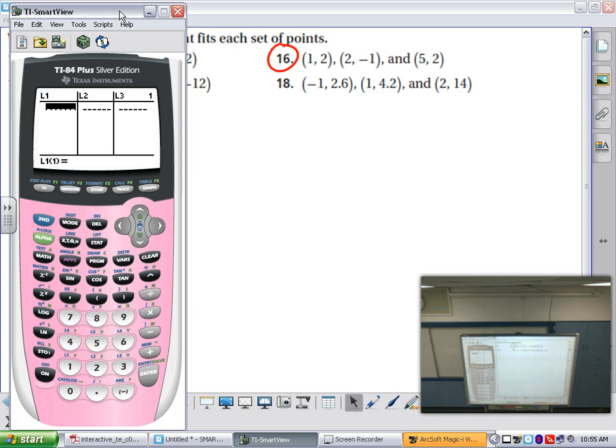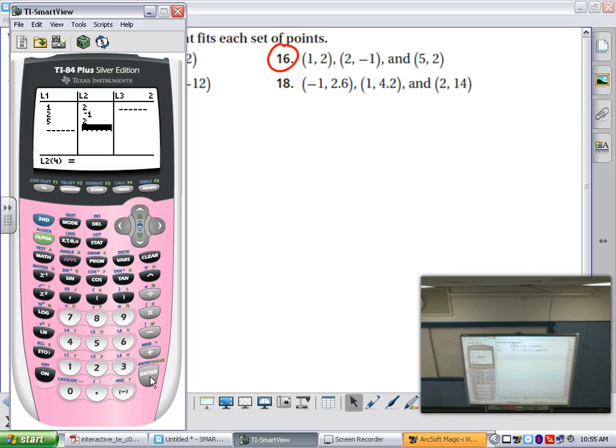Now, you have been given 3 points for number 16. X, X, X, Y, Y, Y. So you put the X's in: 1, 2, 5. You should have your calculator somewhere in the vicinity of your desk if you have it with you. Then the Y's: 2, minus 1, and 2.